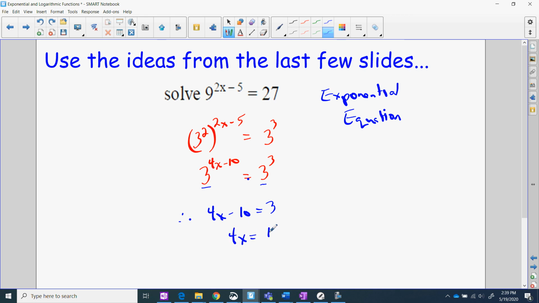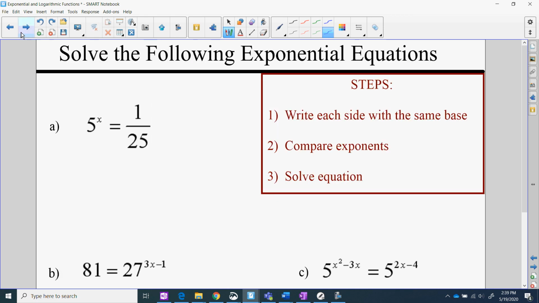So I'm just going to figure out what will make that happen. 4x would equal 13, divide by 4, divide by 4. If x was 13 over 4, that would be the solution to that exponential equation. If you're a steps kind of person, this is what you do. You get each side to always be the same base, then you compare the exponents, then you solve that equation.